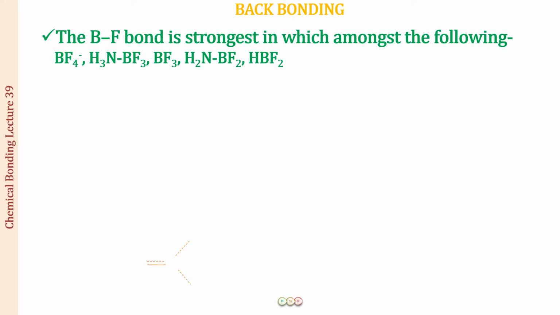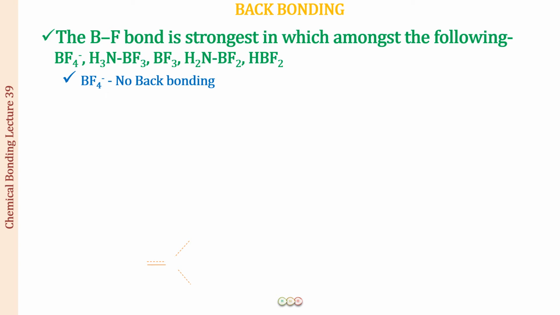First of all, what do we have? We have the BF4 negative ion. Alright, so in BF4 negative, what you all know is that boron is making 4 single covalent bonds. Boron is going to be sp3 hybridized, and boron will not be having any empty orbital to participate in back bonding with fluorine. So there is going to be no back bonding.